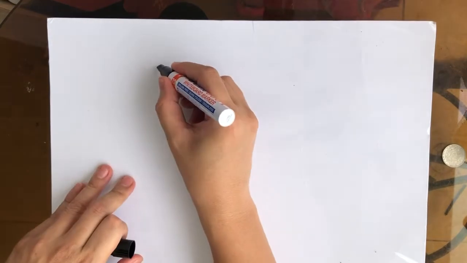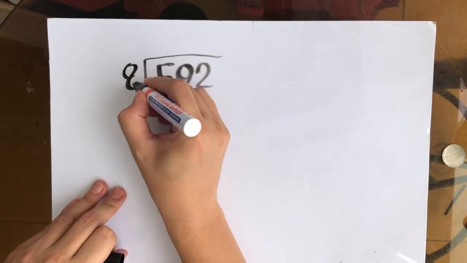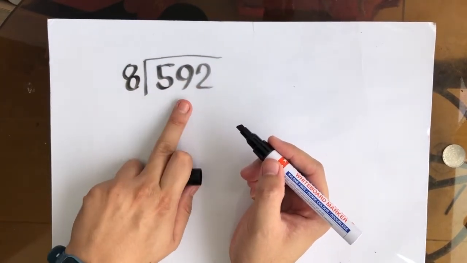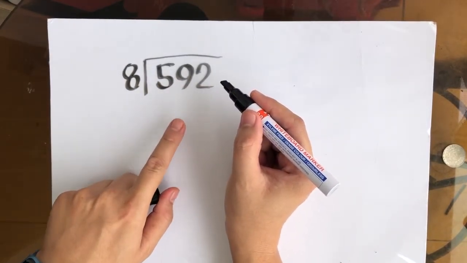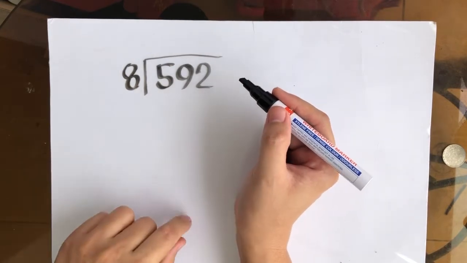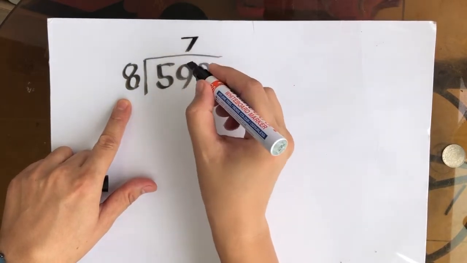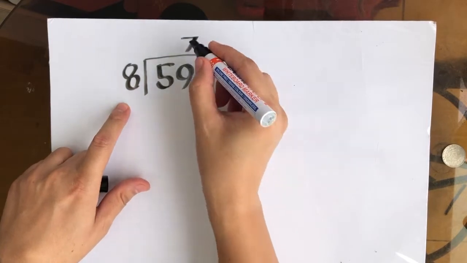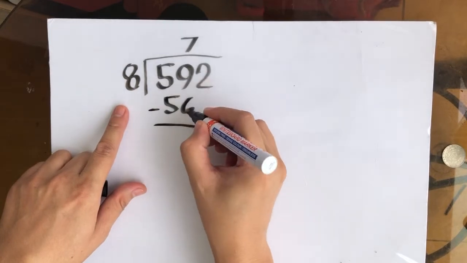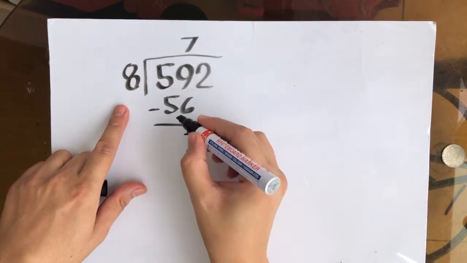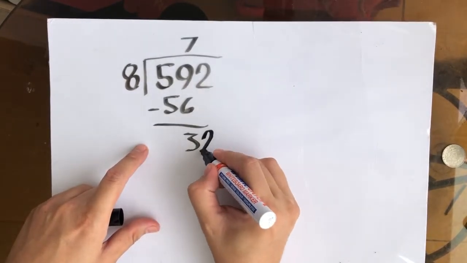So, 592. So, syempre, para malaman natin kung siya ay divisible by 8, we have to divide. Lalo kung 3 numbers kasi kailangan daw yung 3 number. So, since yung 5 hindi pwede sa 8, kailangan natin siyang gamitin yung 59. So, 59 divided by 8 will give us 7. And then 7 times 8, we have 56. Subtract 9 minus 6, we have 3. 5 minus 5, 0. So, wala na yun. We don't need to write 0 anymore. And then, bring down natin yung 2.